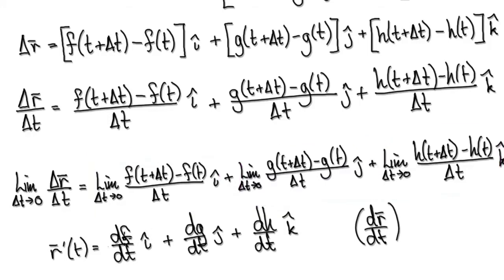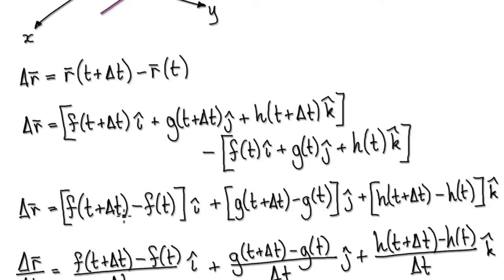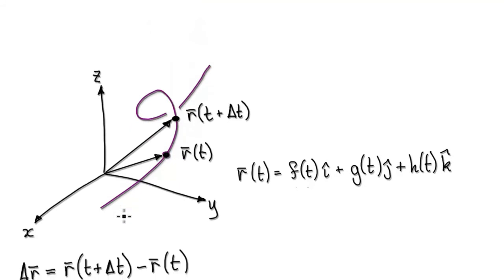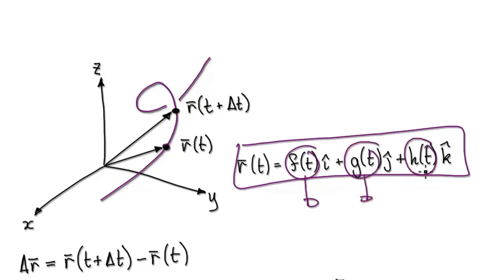Well, the velocity vector would be given by this thing here. So the point I'm trying to make is that given a particle's position vector, you can differentiate this, and then differentiate this. That will then give you its velocity vector.